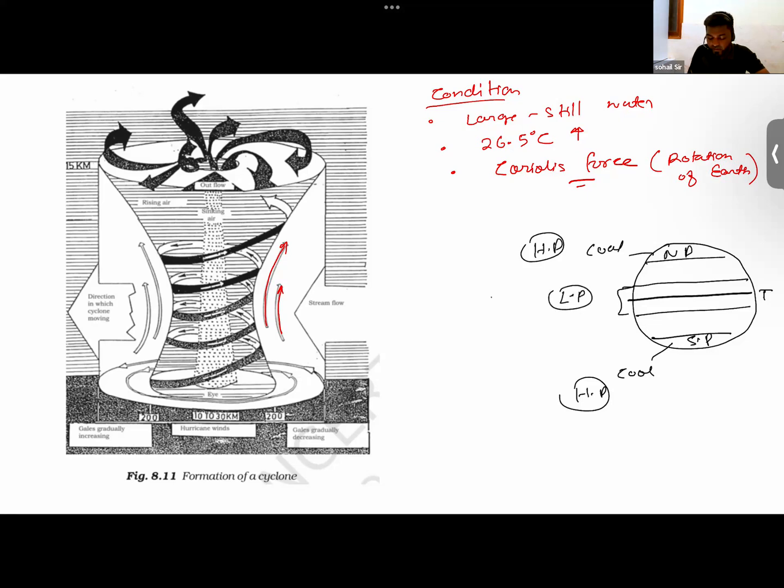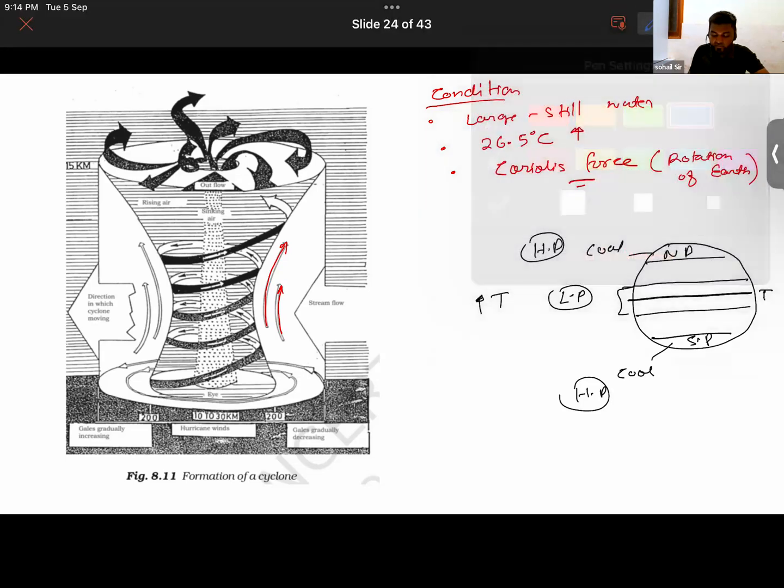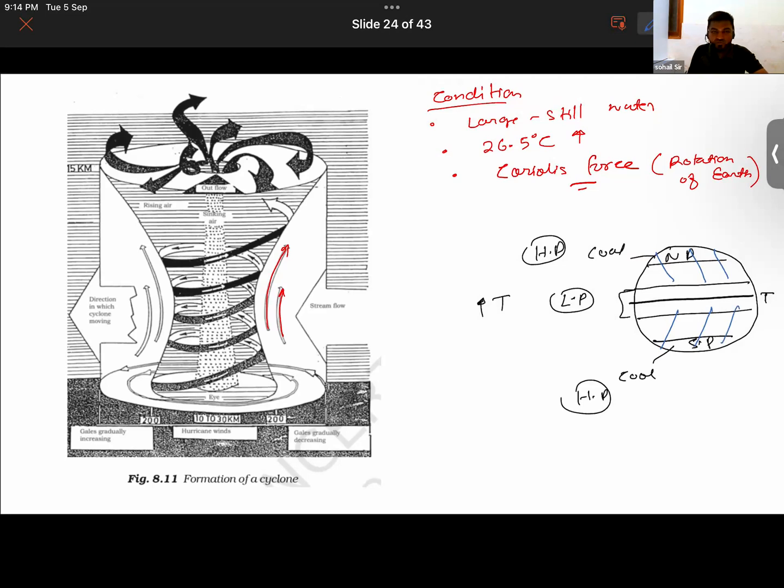Lower pressure, high temperature. So you guys know that the wind is supposed to be moving from a region of high pressure to lower pressure. It should be like this, from the poles towards the tropical region. But this movement of winds is disturbed due to the rotation of the Earth. So it is not very precisely towards the equator, towards the tropical region.